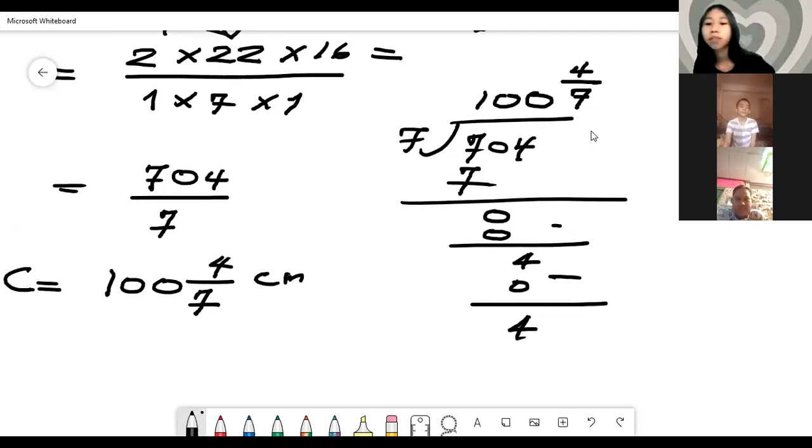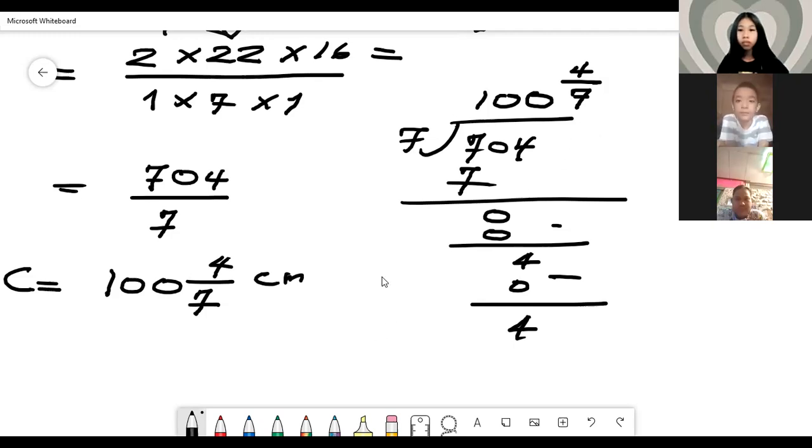I think you are confused by the book because the book did not explain one by one, unlike my explanation here, of why it became 104 over 7. So that's the answer. They divided 704 by 7, and the answer is a mixed number. So 104 over 7 centimeters.